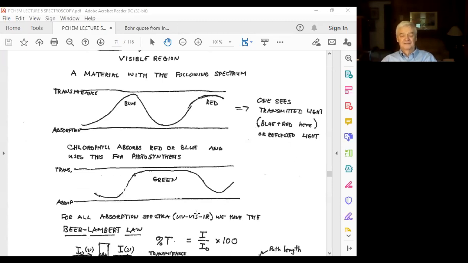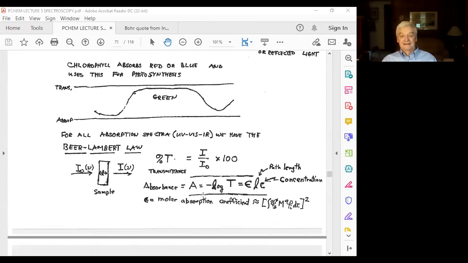Okay, so I hope I've made that clear, but when you see a color, what you're seeing is the color that's being rejected. So plants don't like green, so they just bounce it off, they reflect it, they absorb other colors, and those other colors are useful for growing and so on.